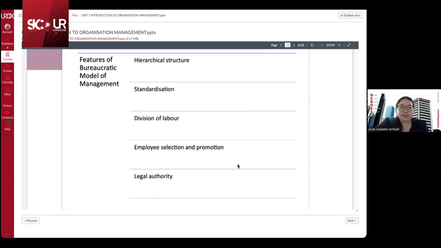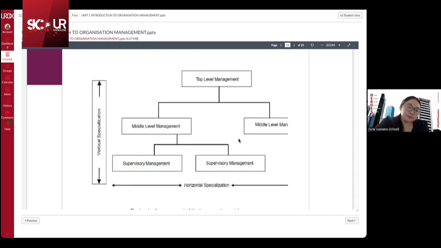And then employee selection and promotion. All right. I believe that a lot of organizations are very careful as well. They have their systematic procedure for employee selection and promotion, and also legal authority. Okay. So this is according to bureaucratic theory.